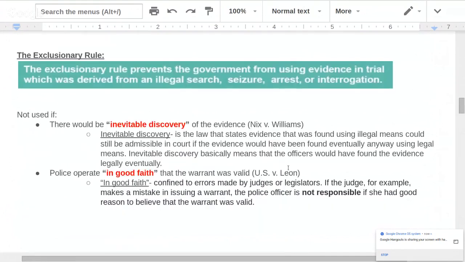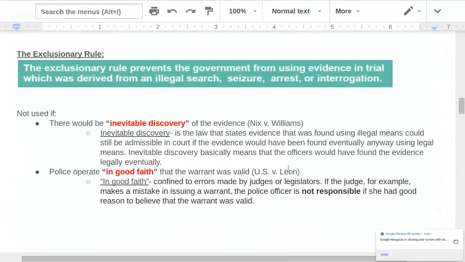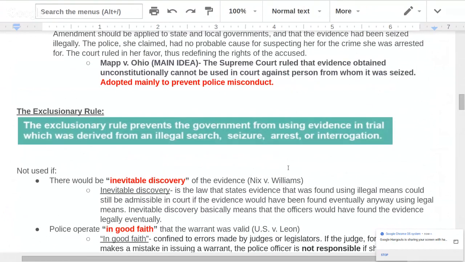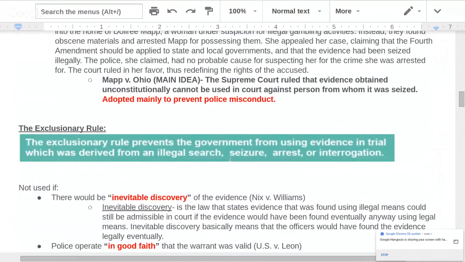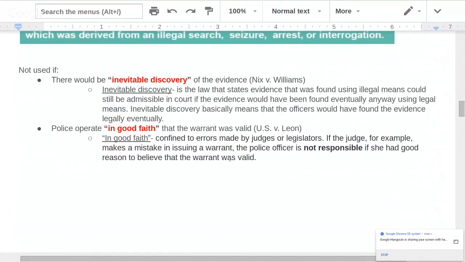So now we're moving on to the exclusionary rule. The exclusionary rule prevents the government from using evidence in trial which was derived from an illegal search, seizure, arrest, or interrogation. It's kind of the same thing. This was established by Mapp versus Ohio, and there are exceptions to this exclusionary rule. There would be inevitable discovery and good faith.